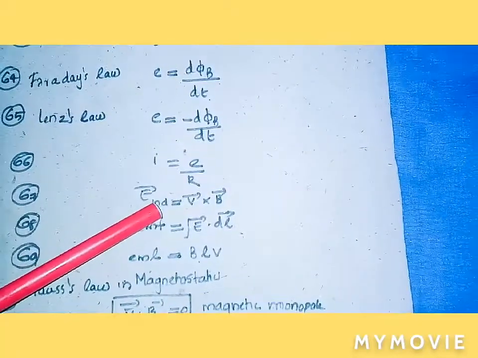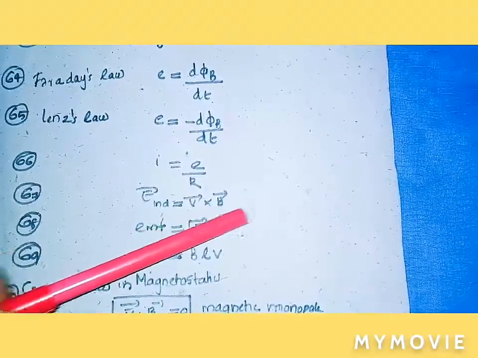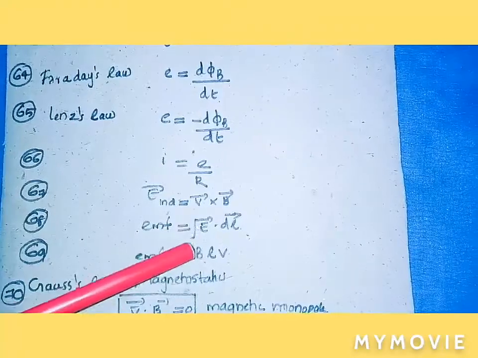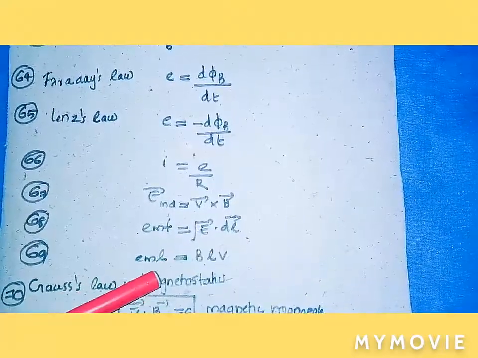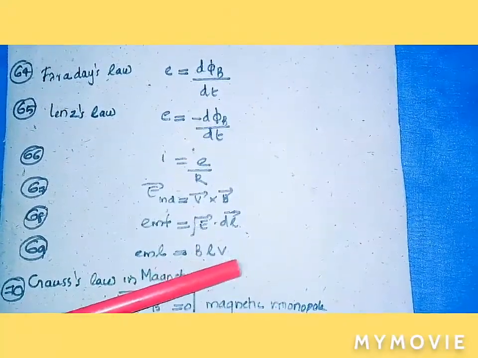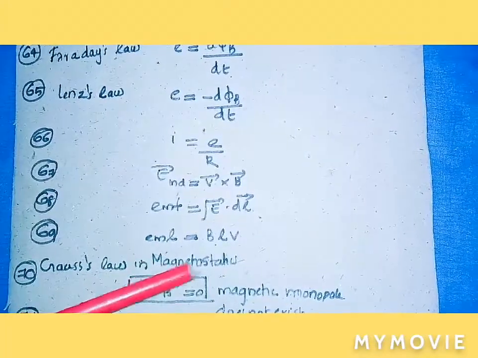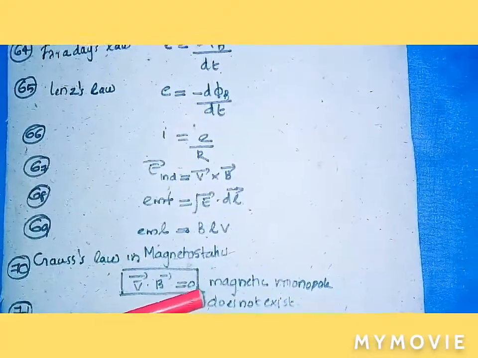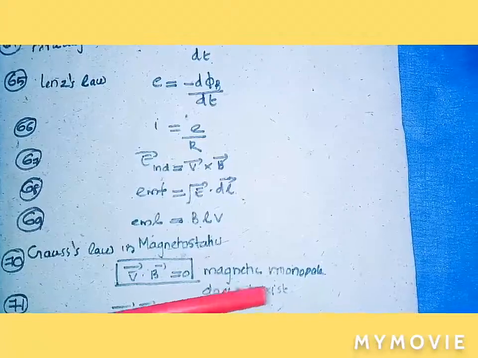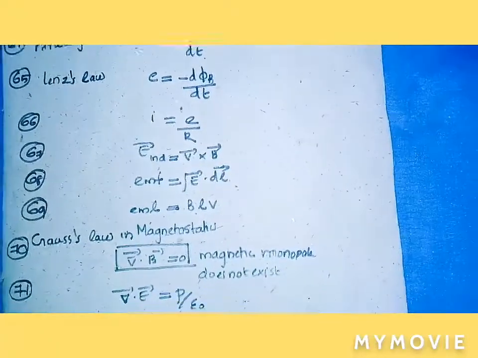The induced electric field E is equal to V cross B bar. EMF is equal to the integral of E bar dot dl bar. EMF is equal to BLV. Gauss's law in magnetostatics: del bar dot B bar is equal to 0. Magnetic monopole does not exist.